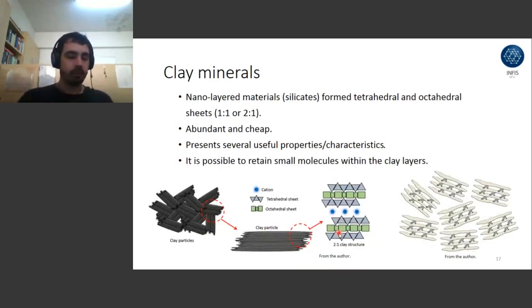And in the case of one of my projects, the idea was to try to capture, to encapsulate the molecules of some pharmaceutical drugs within the interlayer space of clay minerals. This was possible, of course, because of all of these properties of clay minerals. There are a lot of studies concerning the cation exchange capacity and the capacity to capture small molecules. And based on that, we proposed this type of application, a pharmaceutical application for clay minerals.